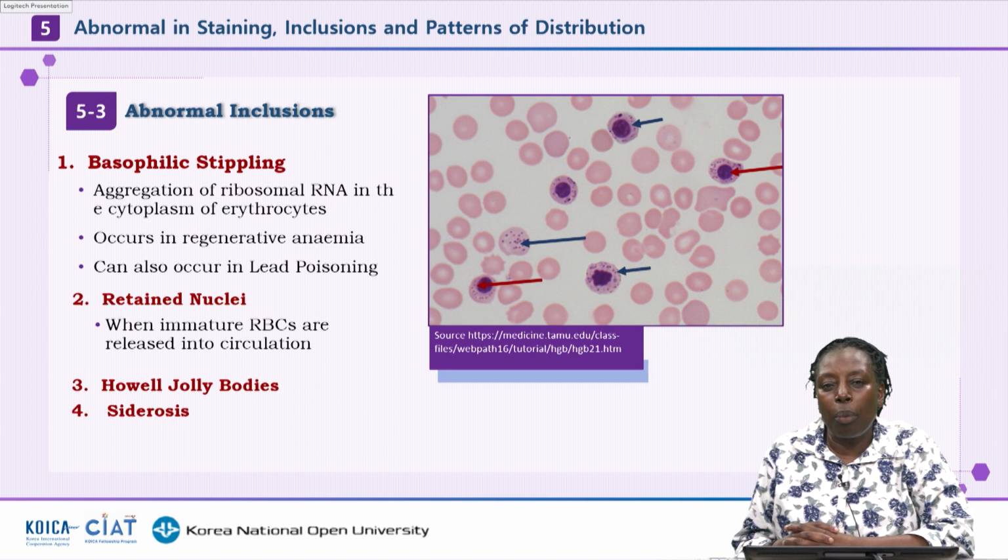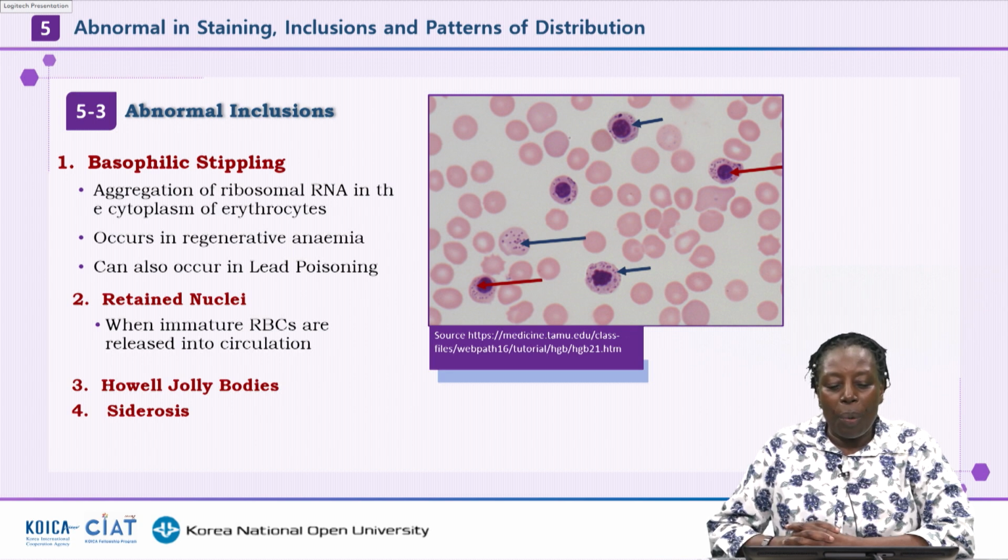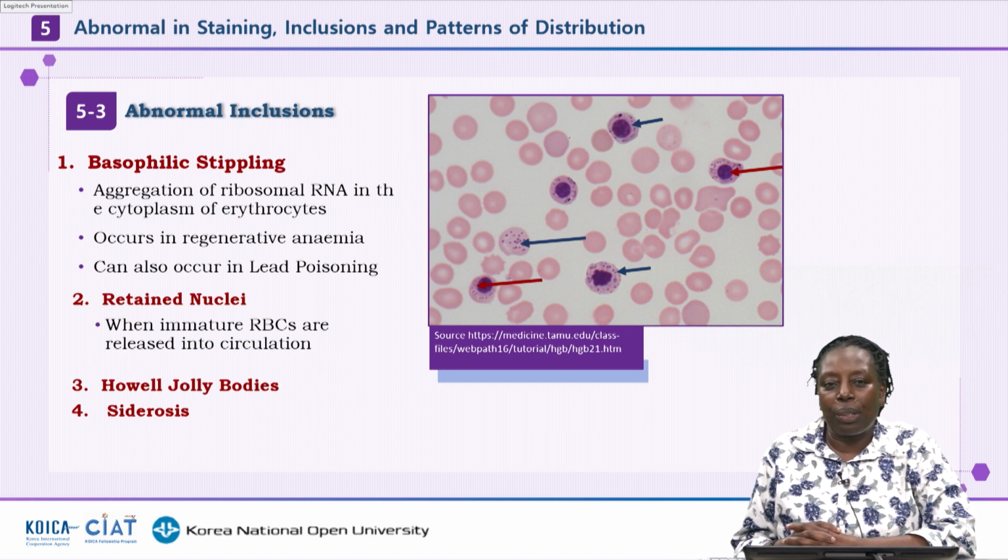Now we're going to look at abnormal inclusions in the red blood cells. The first abnormality is basophilic stippling. The red blood cells are devoid of any nucleus and any ribosomal RNA. So if these are not extruded during genesis of the red blood cells and they remain, we can say that those cells have got basophilic stippling. The little black dots shown by the blue arrows, which are remnants of the ribosomes, are known as basophilic stippling.